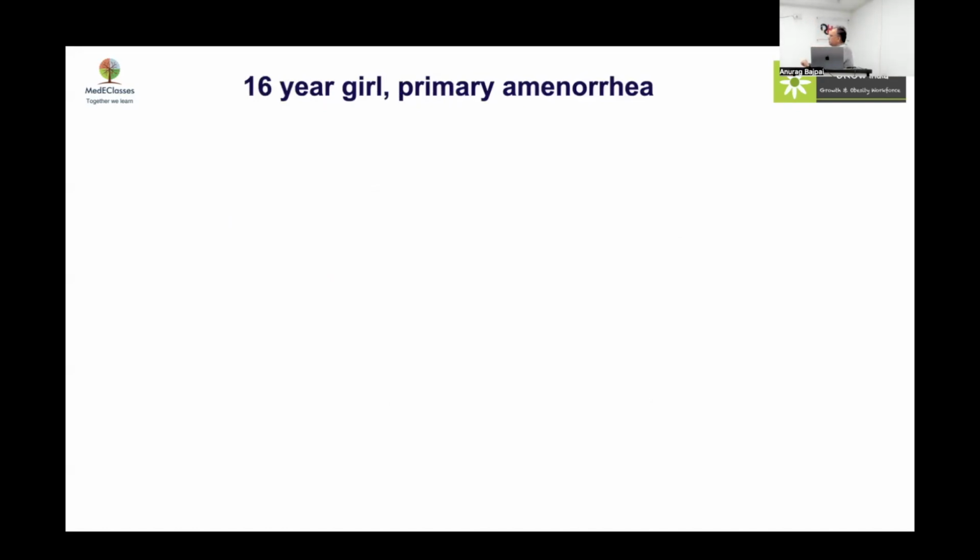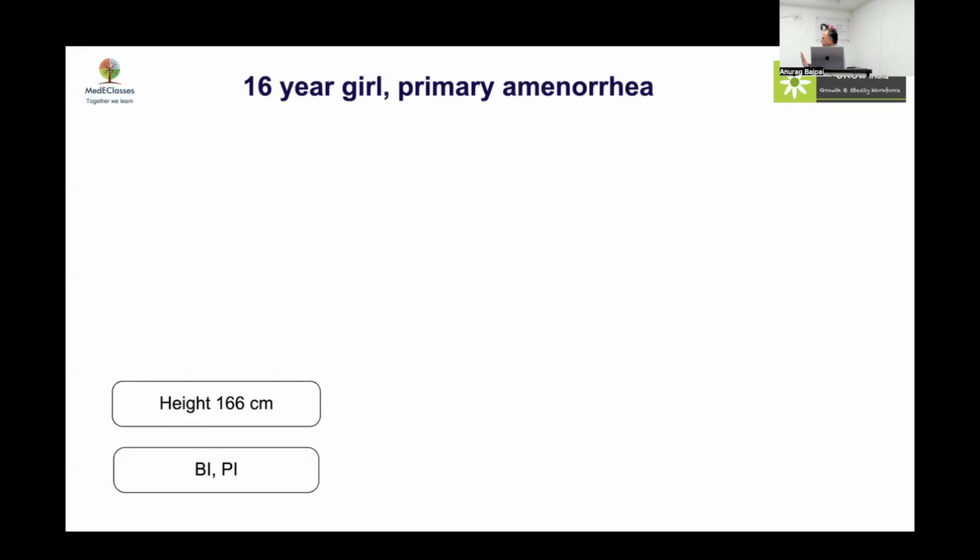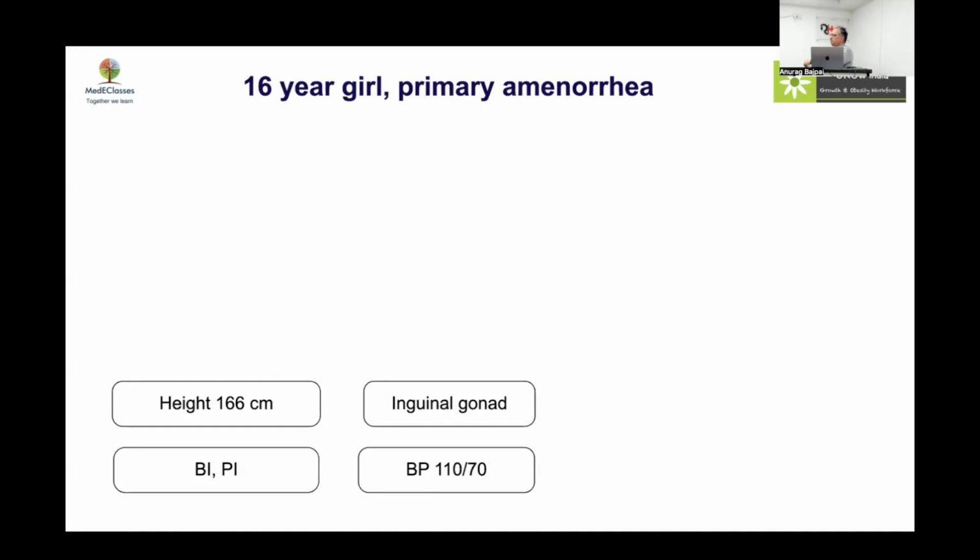Dr. Sandeep, 16-year-old girl with primary amenorrhea. She is tall. Height is 166, but there is no breast development. There is no pubic hair development. Inguinal gonad is present. So what do you think is happening? So this is XX or XY? XY DSD, of course. BP is not high. So what are you thinking? FSH is 120, karyotype is XY, which we expected.